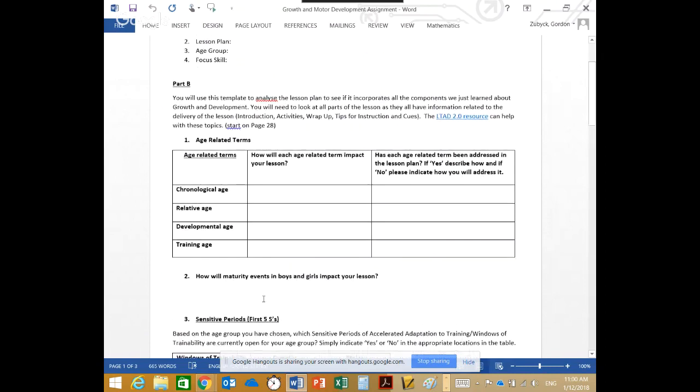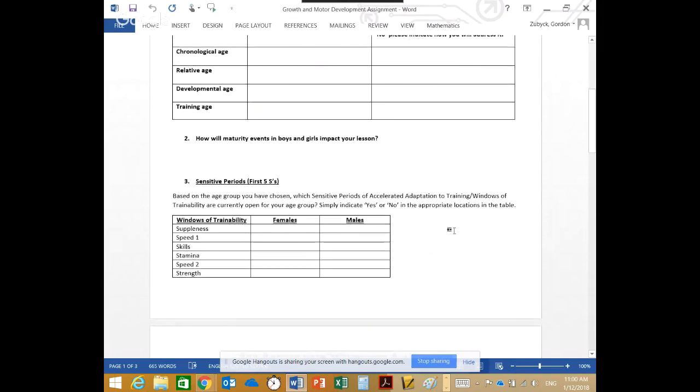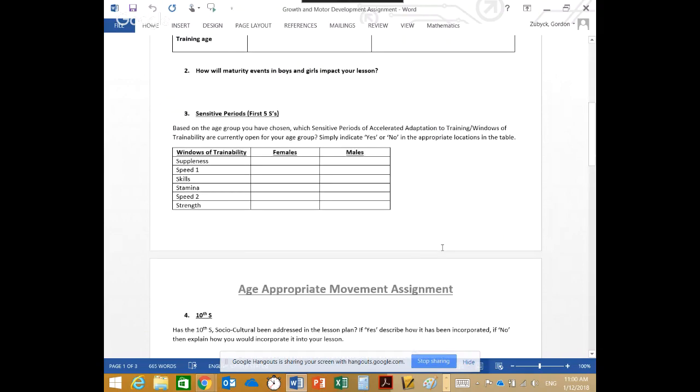Maturity events: here, think about, again, boys and girls. We kind of know from the PHV component that girls are earlier than boys, so how might this impact your lesson based on the age of your students? Your sensitive periods, the first 5 S's: now take a look at which windows are open for trainability for your age group, and then indicate simply yes or no if those windows are open.